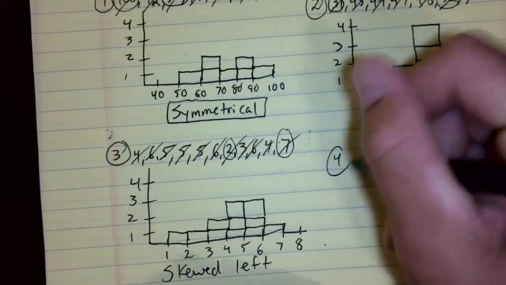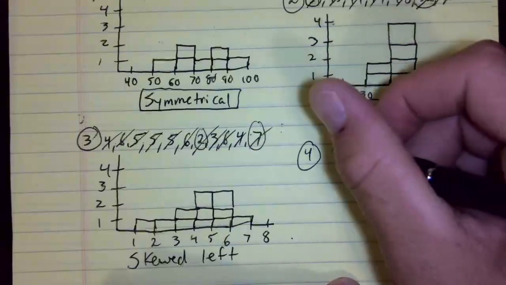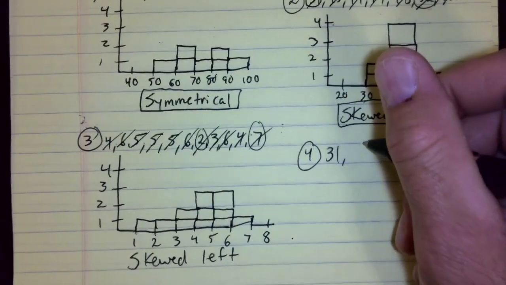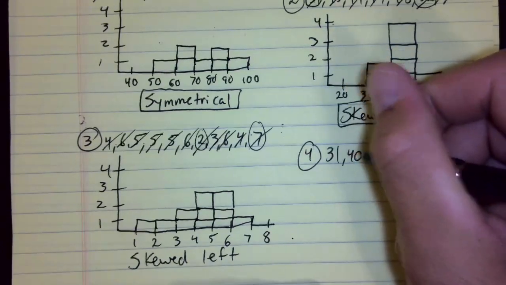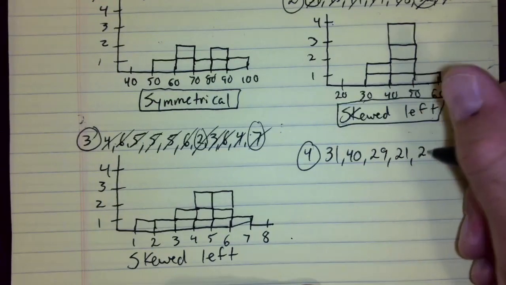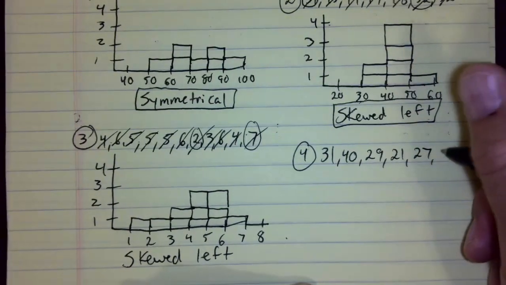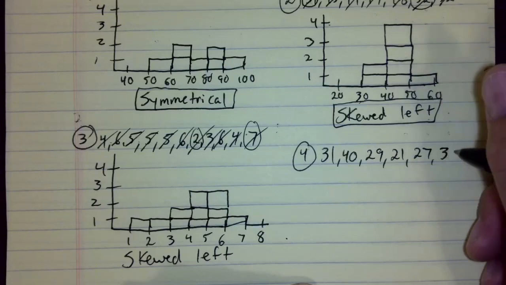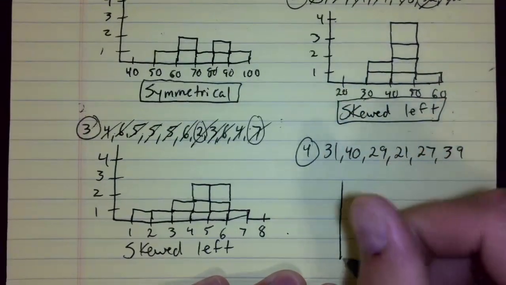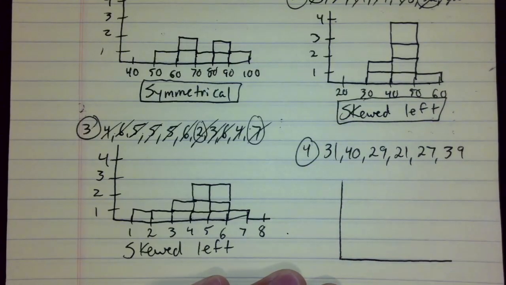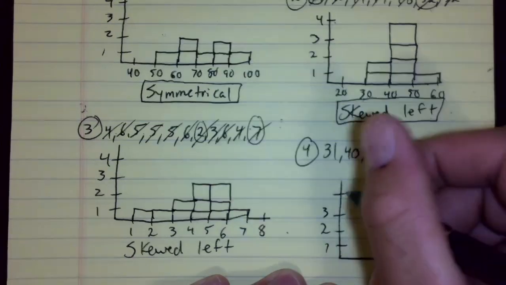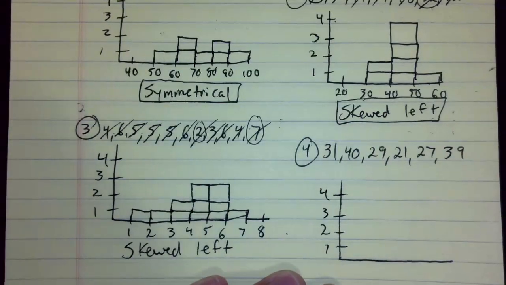Let's try another one. Number 4 is, let's do 31. Let's go 40, 29, 21, 27, and 39. So what we do here is first go ahead and create your histogram. 1, 2, 3, 4. And then circle your low, circle your high.